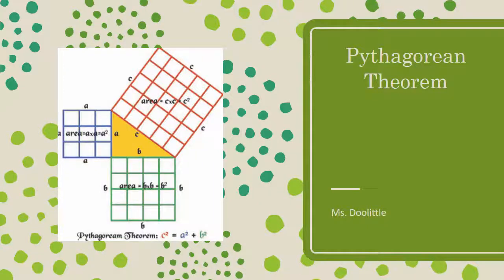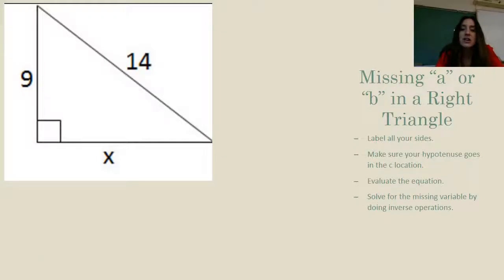Hey guys, in this unit, you're going to find the missing side of a right triangle by using the Pythagorean Theorem. We're going to learn how to find the missing side of a triangle, but it's important that you know where the hypotenuse is. The hypotenuse is always across from the right angle. It's our largest side of the triangle, and it has to be our C. So make sure that's the first thing you do: label where your C is.